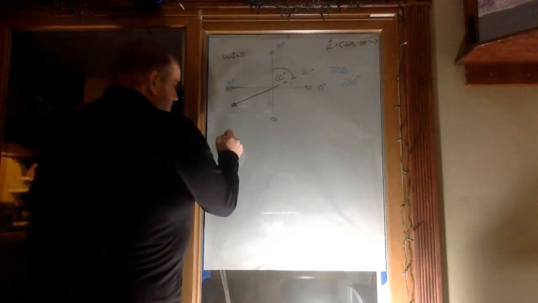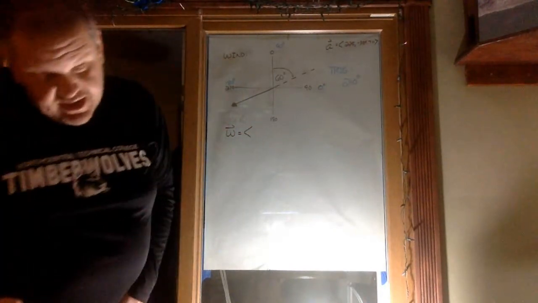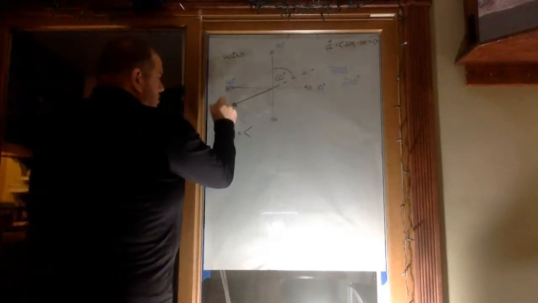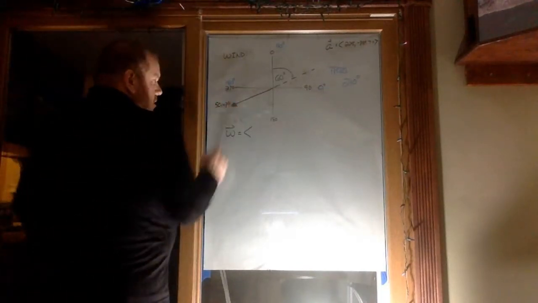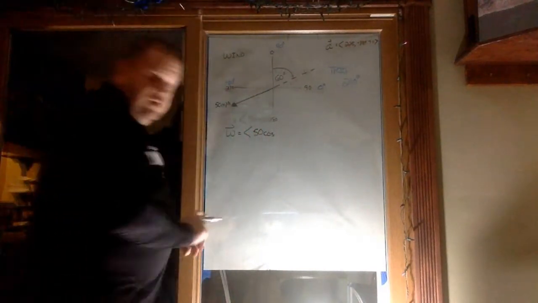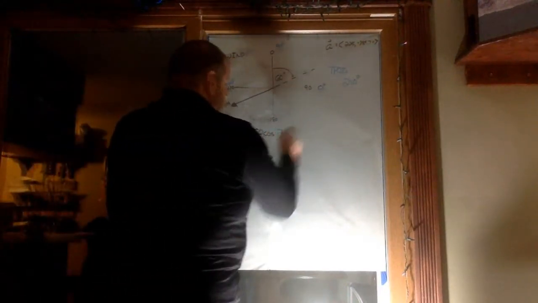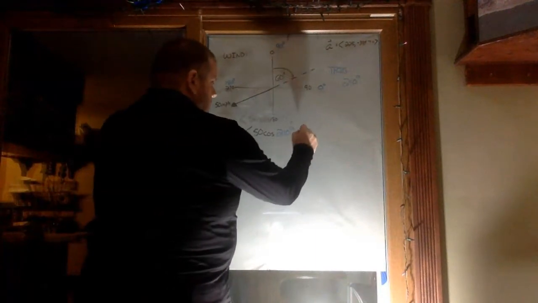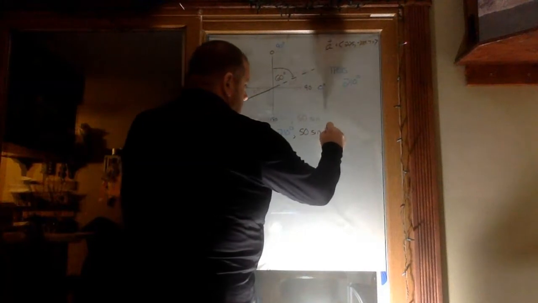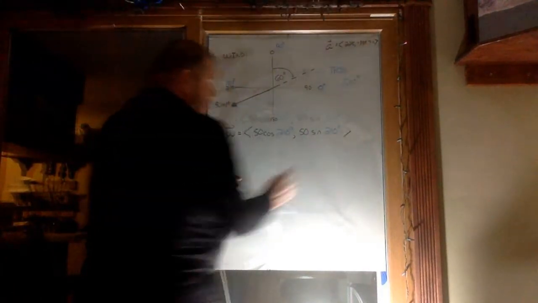So now my wind vector has a magnitude of 50 miles per hour. Should write that down. Okay. So that's going to be 50 cosine of 210 degrees and 50 sine of 210 degrees.